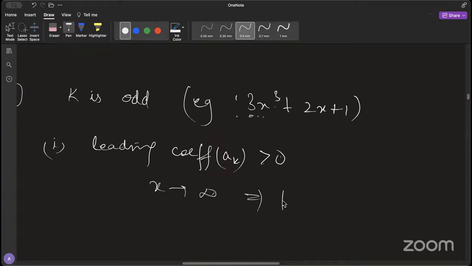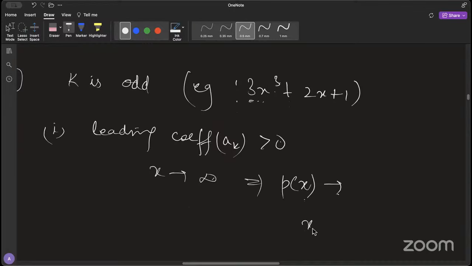then where should your p(x) go? If your x is going to infinity, that means your x cubed is also going to infinity, right? And 3 is positive, so 3x cubed is also going to infinity. This leading term decides everything. If 3x cubed is going to infinity, then this entire thing is also going to infinity.